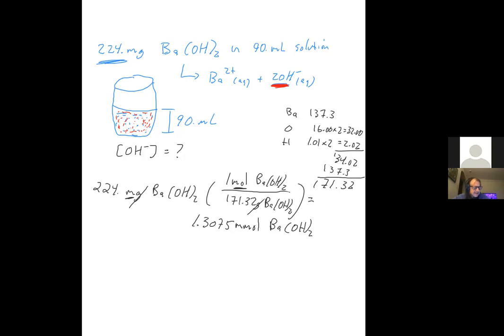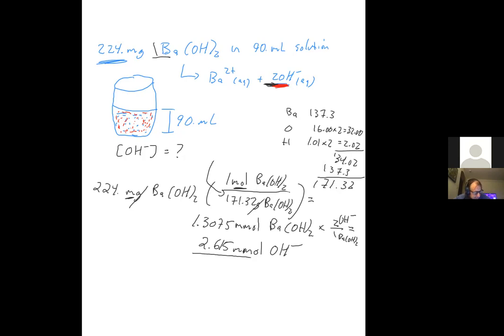But be careful, because that's not the hydroxide, that's the barium hydroxide. This is the molar mass of barium hydroxide. If we want to know how much hydroxide we're going to get, one of these gives you 2 of those. So we multiply by 2/1, and you get 2.615 millimoles of hydroxide. Sorry, I keep forgetting the milli. It's 2 hydroxides for every 1 barium hydroxide. Okay, 2 wheels for every bicycle.